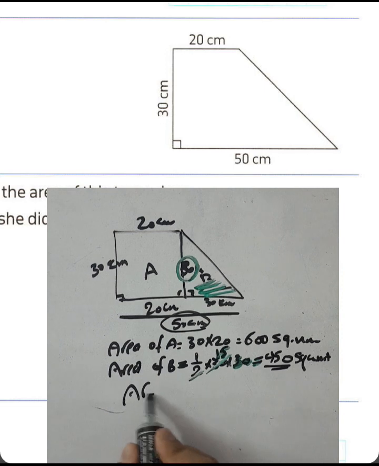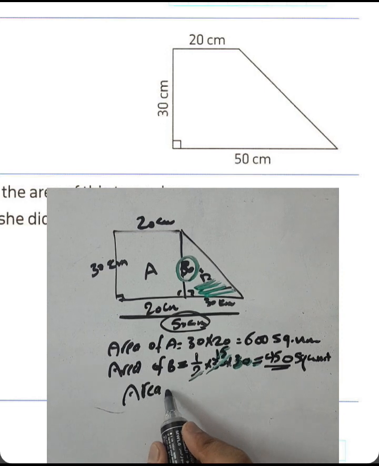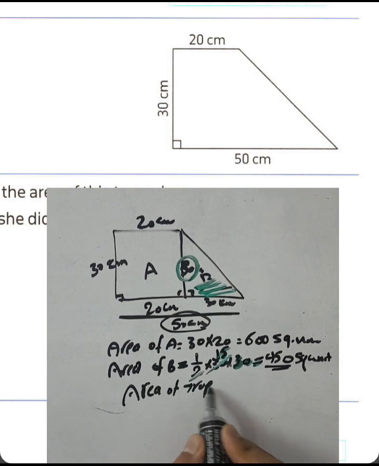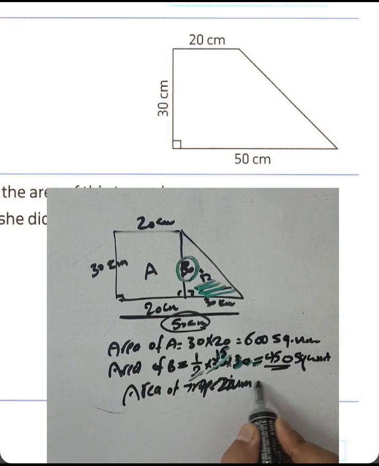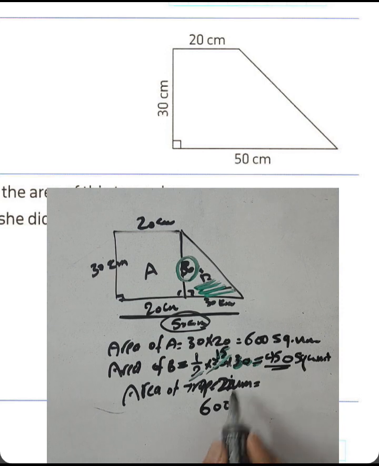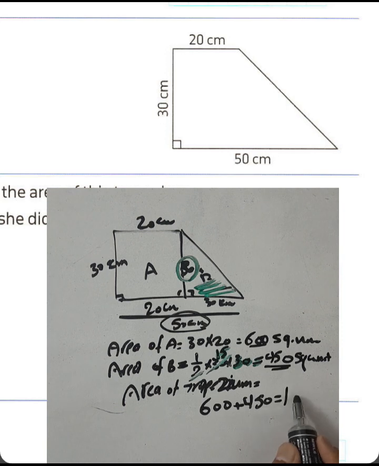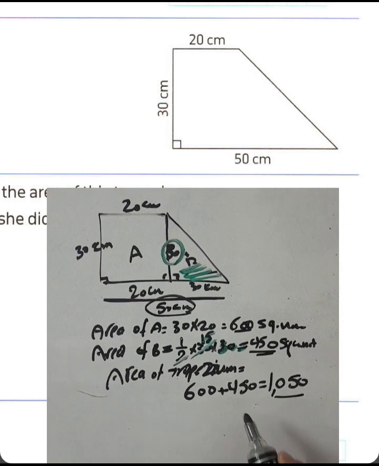Okay, then last step here, write the area of the trapezium. The area of the trapezium will be 600, this area, plus 450. The result will be 1050 square units. Okay, that's the area of this trapezium.